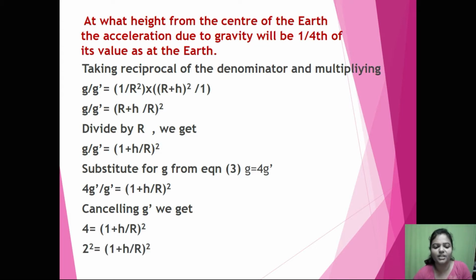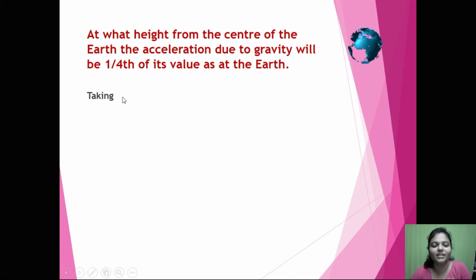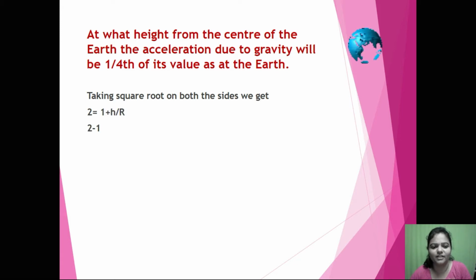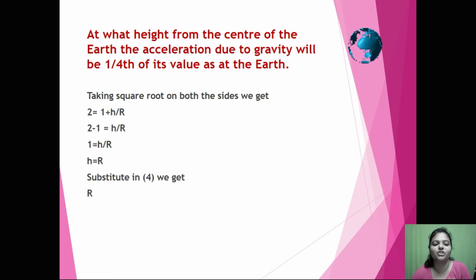So 4 can be written as 2 squared is equal to (1 plus h by r) the whole square. The next simplification is we have to take the square root on both the sides. So we get 2 is equal to 1 plus h divided by r. So 2 minus 1 is equal to h divided by r. So 1 is equal to h divided by r. So h will be equal to r.